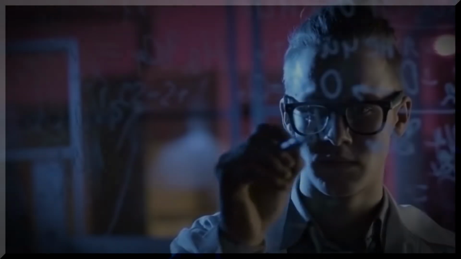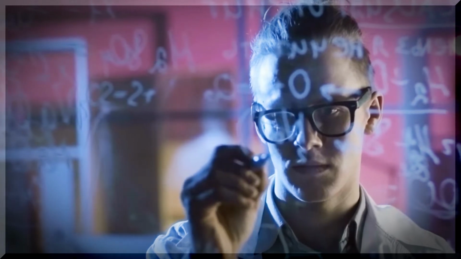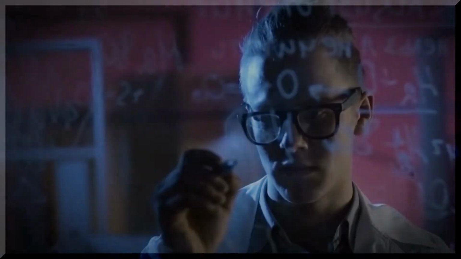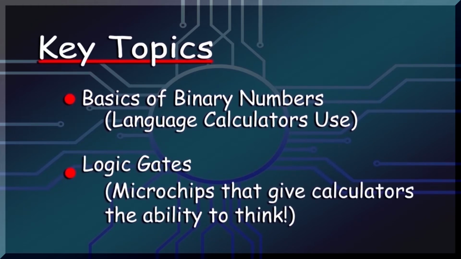In this brief video, we'll look at how today's calculators work. We promise that you do not have to be a computer scientist to follow. This video explains binary numbers in simple terms. It is the language calculators and computers use. We will also get into microchips called logic gates. They give calculators the ability to figure things out.